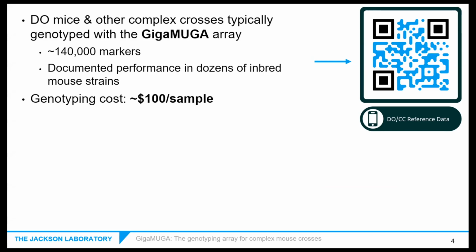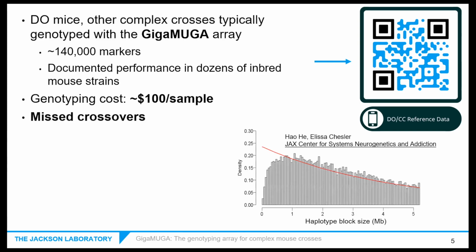So yeah, for DO mice and for any other mouse from a complex cross you want to genotype, it runs you about $100 a sample. And another limitation we've observed is that we believe we're missing crossovers. So this is from generation 36 of the DO. And these data were processed by Howe at the JAX CSNA. On the x-axis, I'm showing the haplotype block size obtained from haplotype reconstructions from these mice. And we can see that smaller than 0.5 to 0.25 megabases, we have a drop off of recombination blocks that we observe in the data.